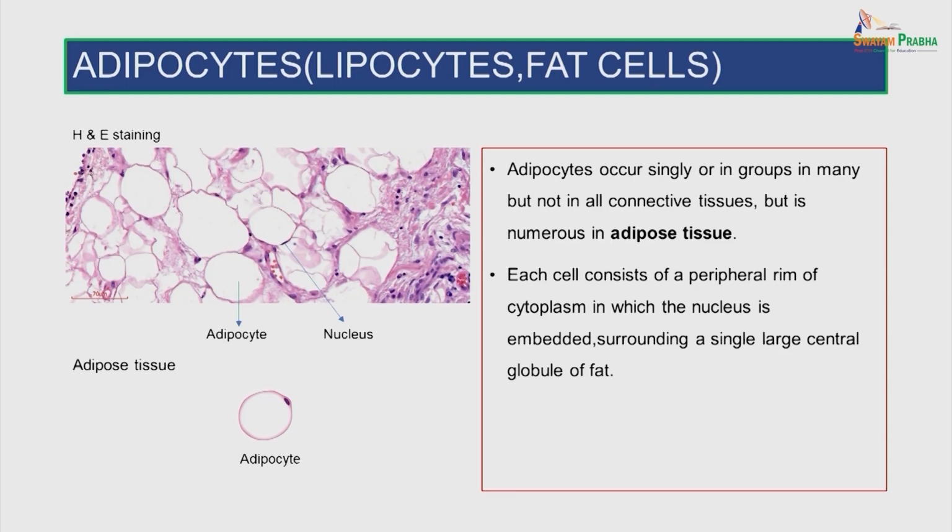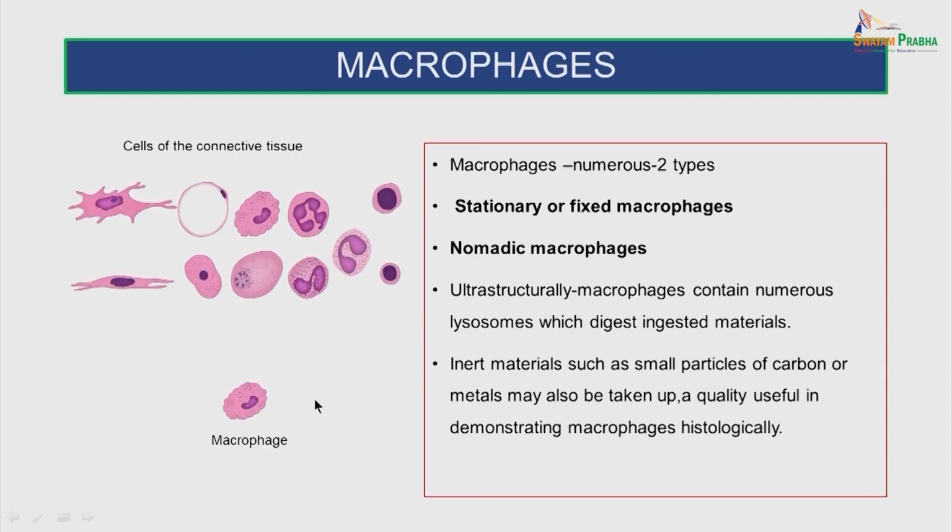This is an H&E stained slide of adipose tissue to show you the adipocytes. The adipocytes occur singly or in groups in many but not in all connective tissues, but are numerous in the adipose tissue. Each cell consists of a peripheral rim of cytoplasm in which the nucleus is embedded, surrounding a single large globule of fat.